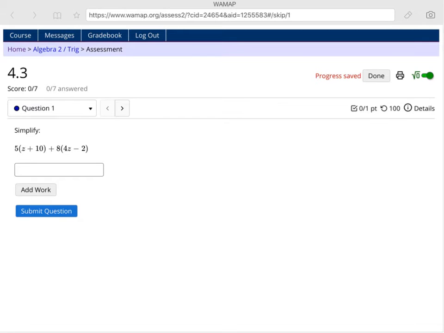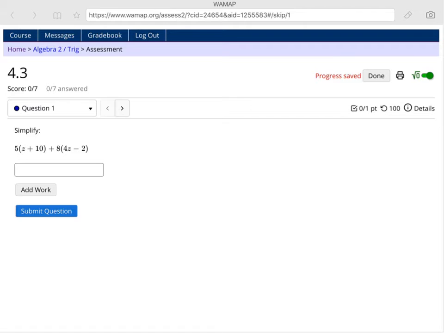In this video, I'm going to be taking a look at assignment 4.3 in WAMAP. When you do WAMAP assignments like this, you'll find that the problems often don't look the same as yours. That's because WAMAP actually randomizes lots of things on the backside. And in this case, it's randomizing numbers and variable names.